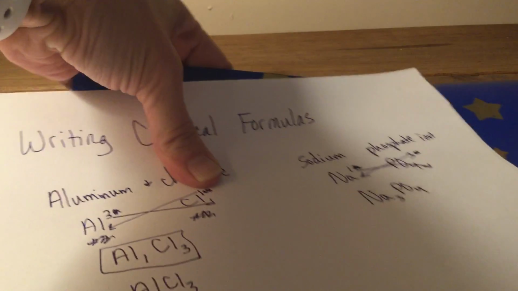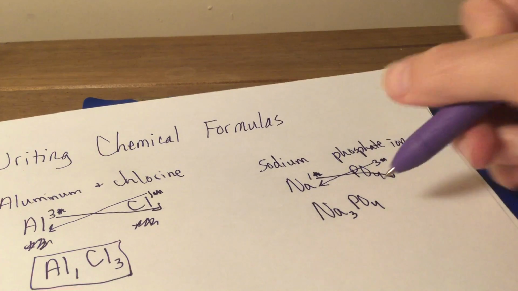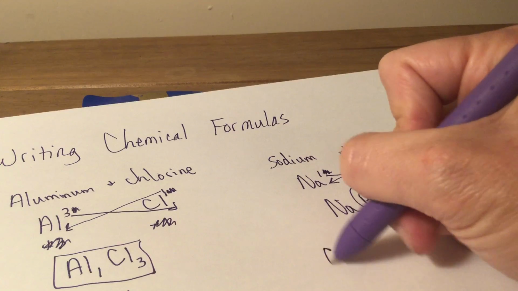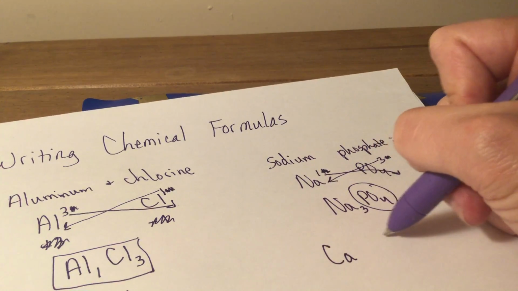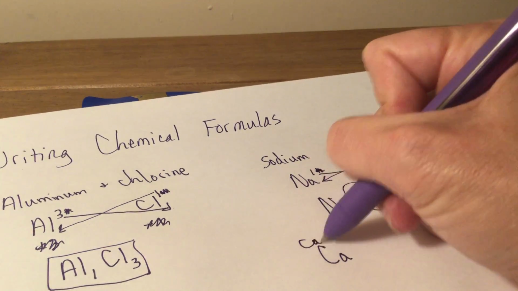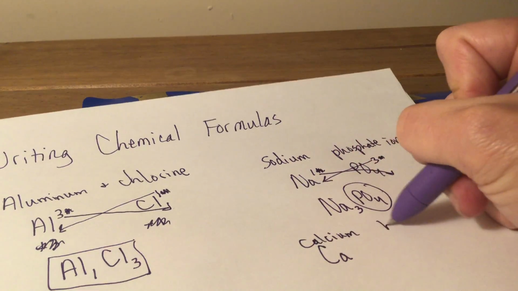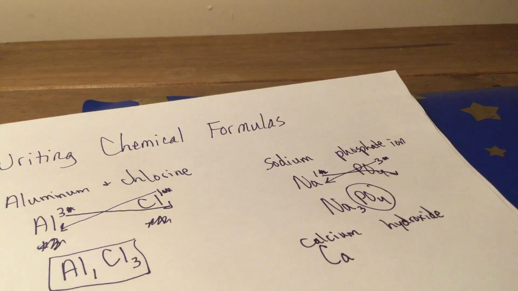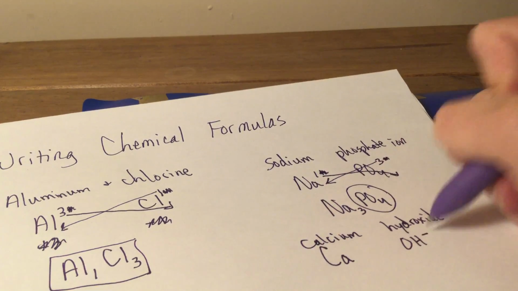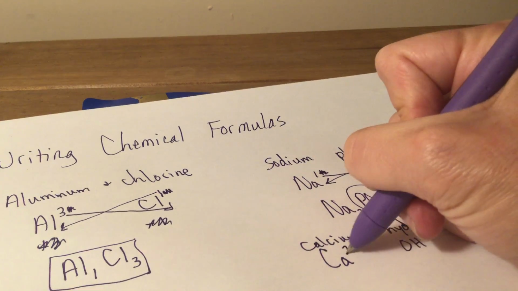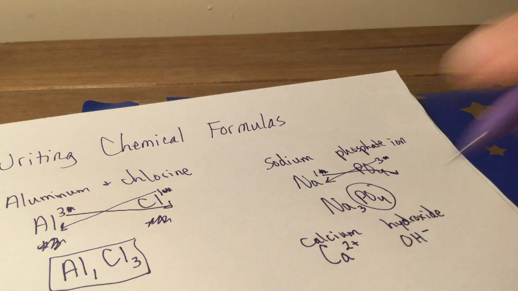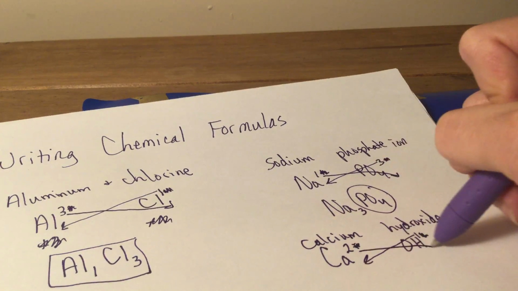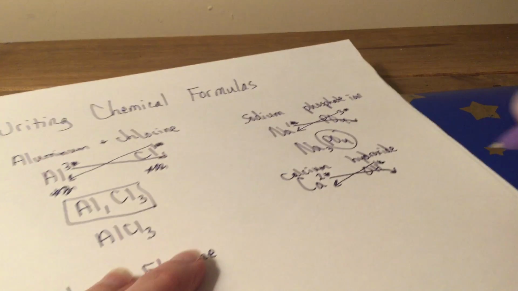What if I need more than 1? Now remember, those ions stay together, so think of them as a unit. If I need more than 1, like let's say I have calcium, let me write it out, calcium and the hydroxide ion. Okay, hydroxide is OH minus. Calcium gives away 2 electrons. So I'm going to need 1 calcium and 2 hydroxides.